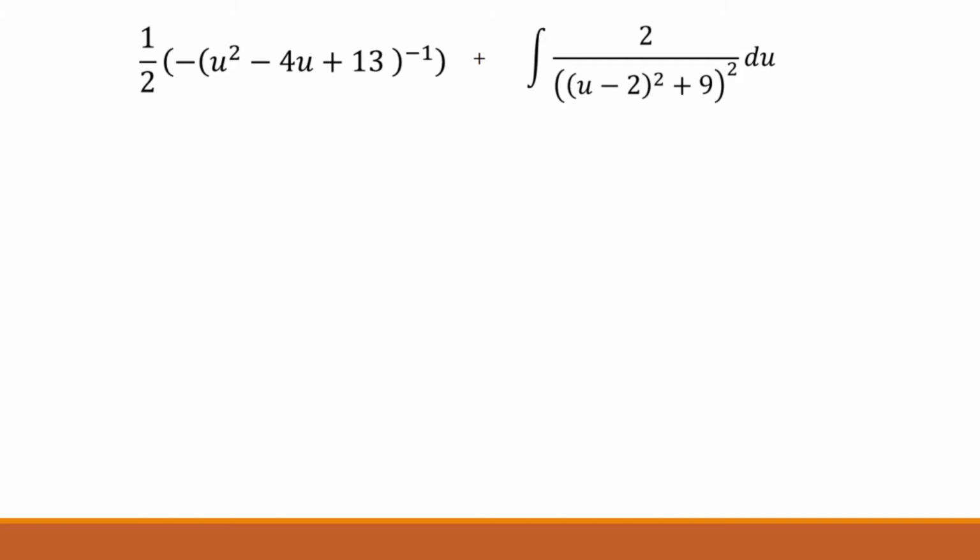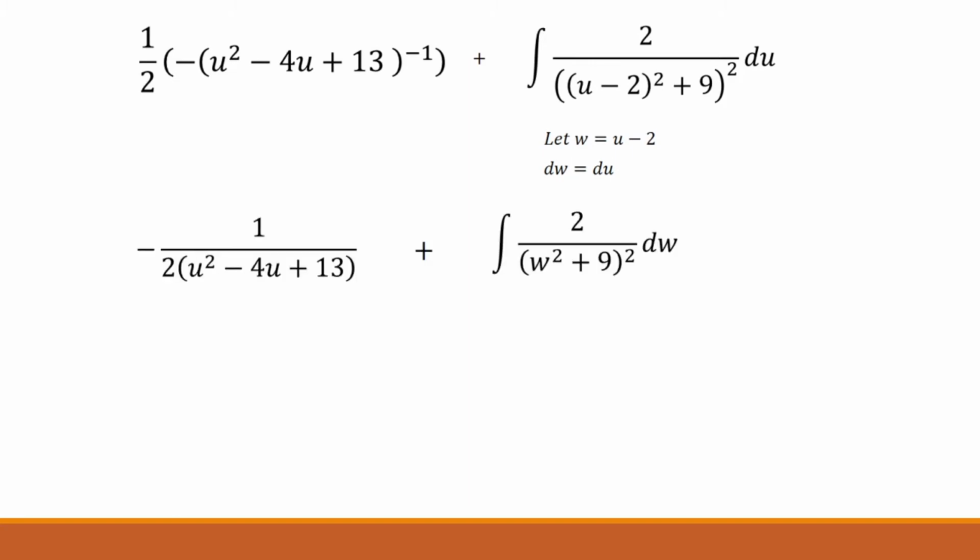The second integral now is what we're really after. I don't personally like the u minus 2. It makes things look more complicated than they are. So I'm going to make a substitution and let w equal u minus 2. So dw will be du. And now I can replace the integral as the integral of 2 over (w squared plus 9) quantity squared times dw.